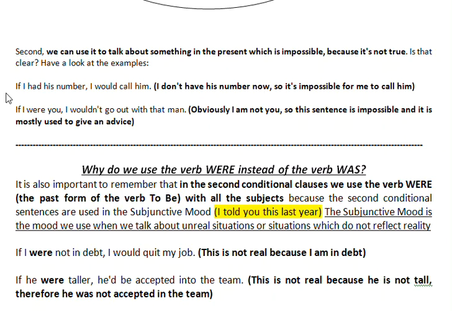So it's also important to remember that in the second conditional clauses we use the verb were, which is the past form of the verb to be. Utilizamos were, que es el pasado del verbo to be. But we use it with all the subjects. Lo utilizamos con todos los sujetos.